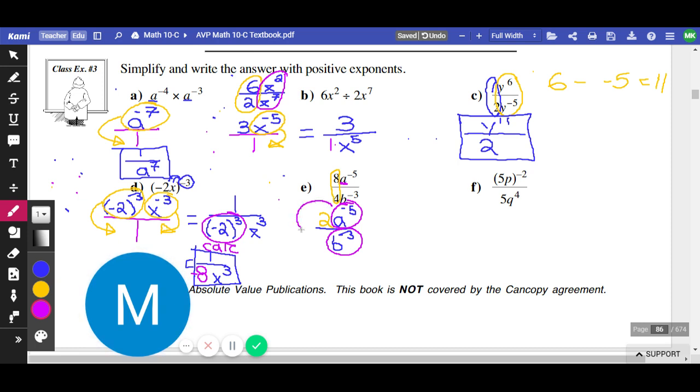So a to the negative 5 is going to move to the bottom. b to the negative 3 is going to move to the top. The 2 stays on the top. My final answer would be 2 times b to the power of positive 3. The 2 stayed on the top. The b came from the bottom to the top, and now it's a positive exponent. The a to the negative 5 had a negative exponent. We moved it to the bottom of the fraction. Now it's a positive exponent. So it's a to the 5th power.